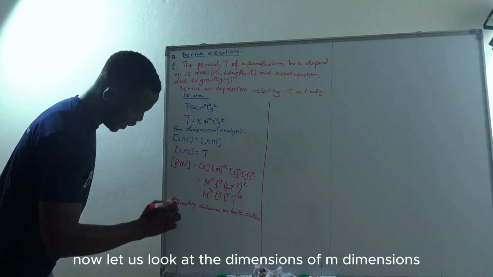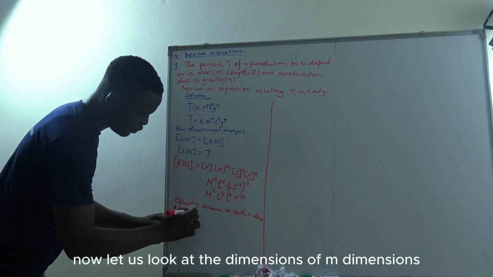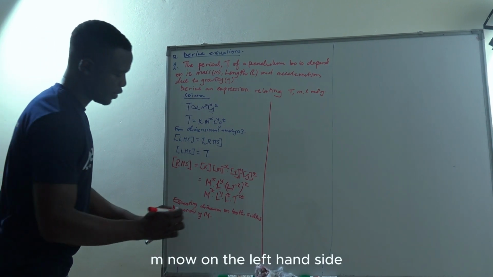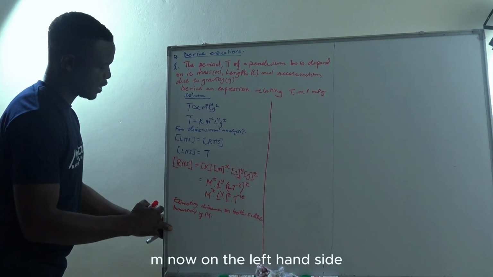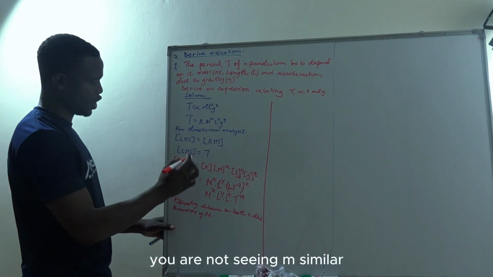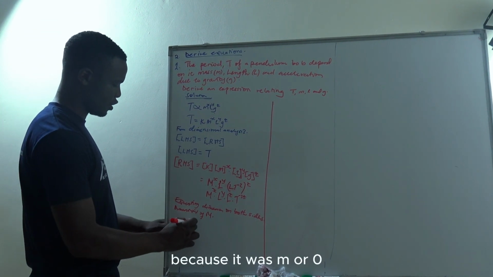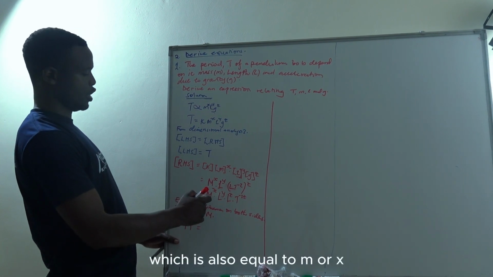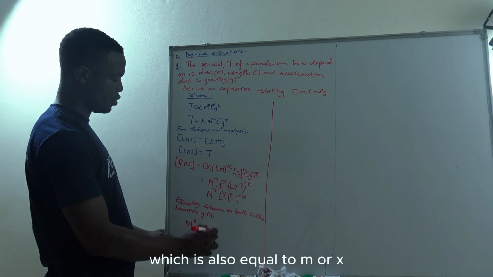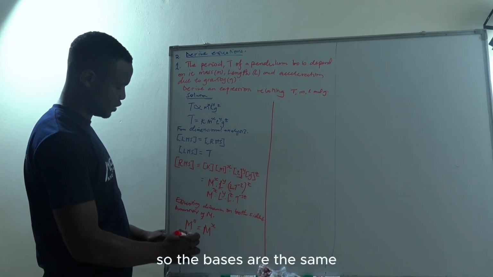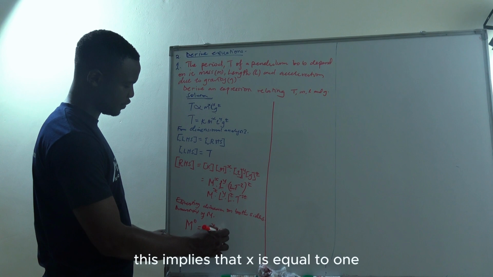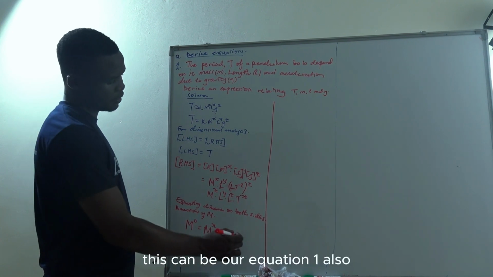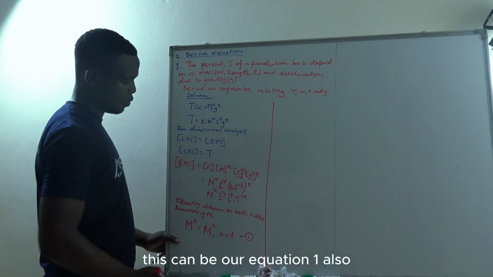Now, let us look at the dimensions of M. On the left-hand side, you are not seeing M simply because it was M to the power 0, which is equal to M to the power x. So the bases are the same. This implies that x is equal to 1. This can be our equation 1.